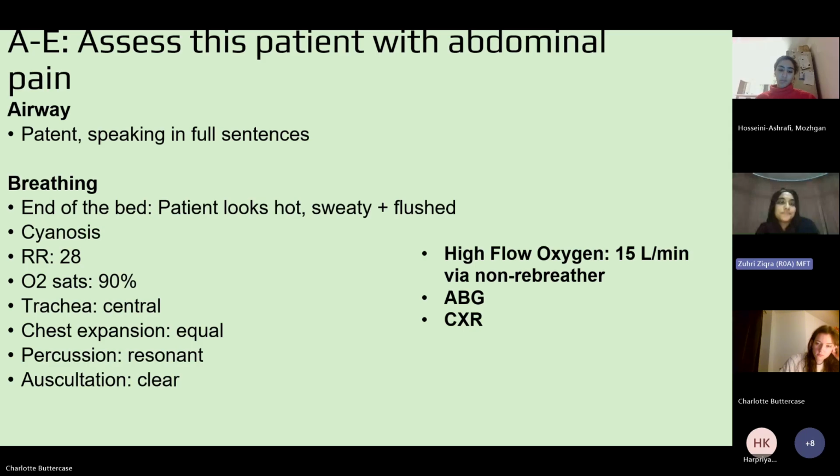So scenario 2 is assess a patient with abdominal pain. We'll do the same thing. We'll just see airway. So airway's patent again, speaking in full sentences. So airway's safe. We don't need to do anything.